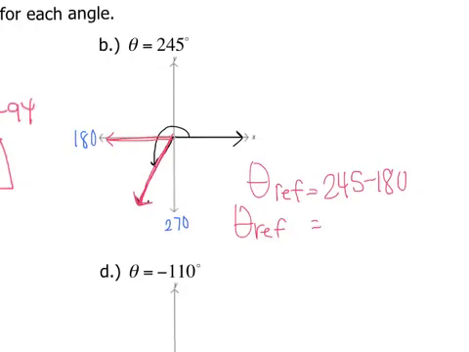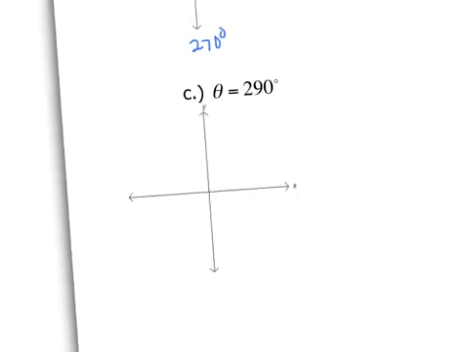All right, so when we take that 245 minus 180, I'm getting 65 degrees. Is that a reference angle? Remember that reference angles have to be positive and acute. So if you're getting an angle measure that's not acute, you did something wrong, okay? Let's do one more together.